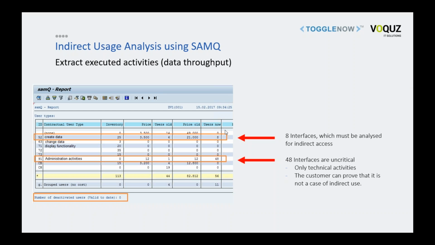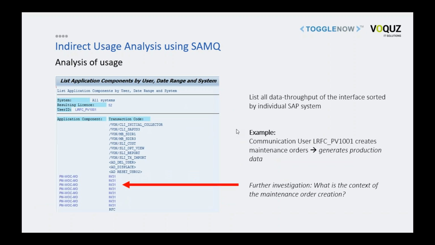Next slide, please. So I mentioned earlier that understanding indirect access always needs to happen in the context of your business, right? So let's say we're looking at a particular interface and we're seeing, hey, hold on, there's maintenance orders coming in through this particular interface, right? So it's an indication that production data is being generated, but we need to understand what really is the context of this. Is that legitimate, or does it potentially put you at risk for indirect access?